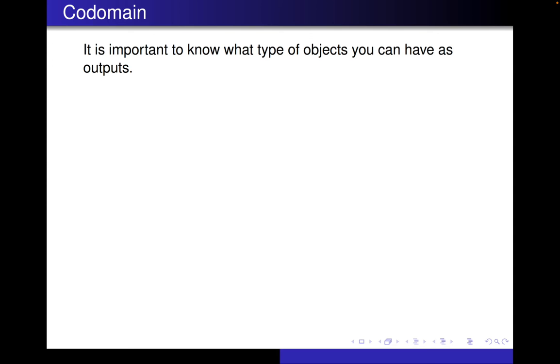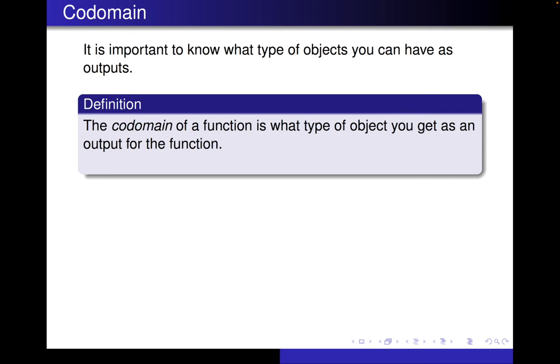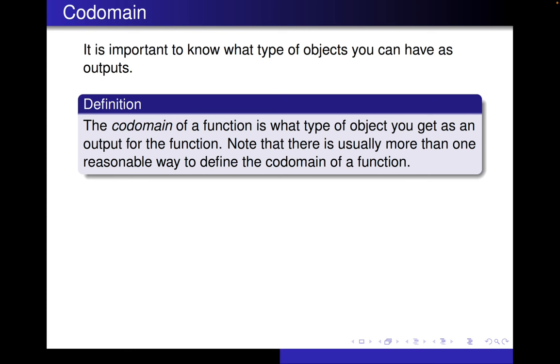And just as it's important to know what kind of inputs you can get in, it's important to know what type of objects you can have as outputs. Now, we don't care exactly what the precise outputs are. We just want to know what kind of objects they are. So for instance, the definition is the codomain of a function is what type of object you get as an output for the function.